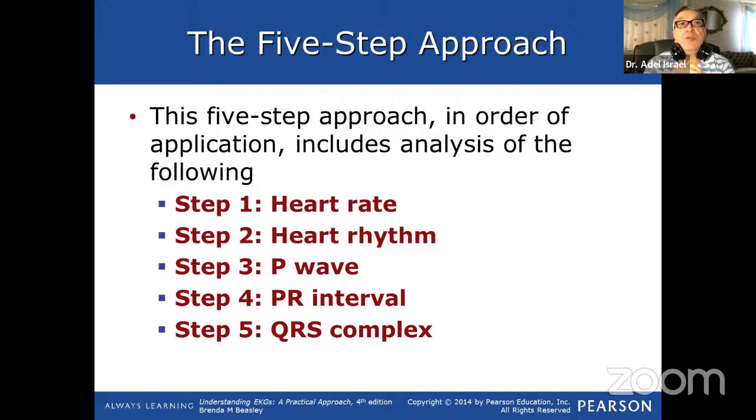Then the second step we are going to mention is, is it regular, which is the heart rhythm. What we mean by the word rhythm is regular or irregular. If you remember my experiment, which I did during the class, so this is what regular means. So if I find regularity, I will say this is regular. If it is irregular, I will mention irregular.